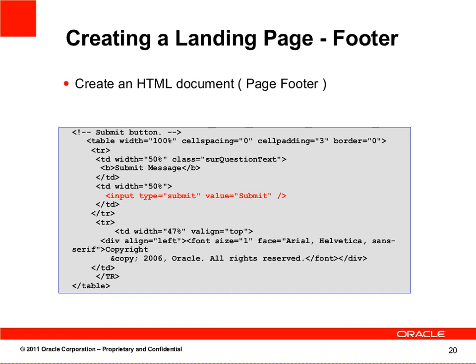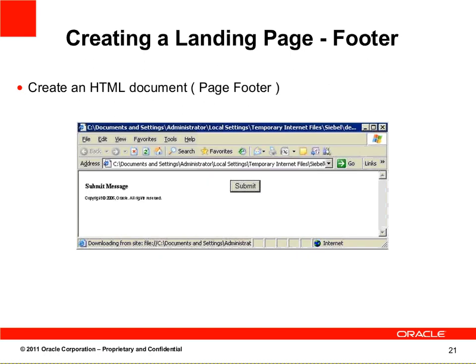The next section that we will create is the footer. As I said before, the most important part of the footer is the submit button. This is a very simple footer. It only has a couple of lines and the submit button. You save it as an HTML document. You save the file, and once you save the file will look like this. So very, very simple footer.